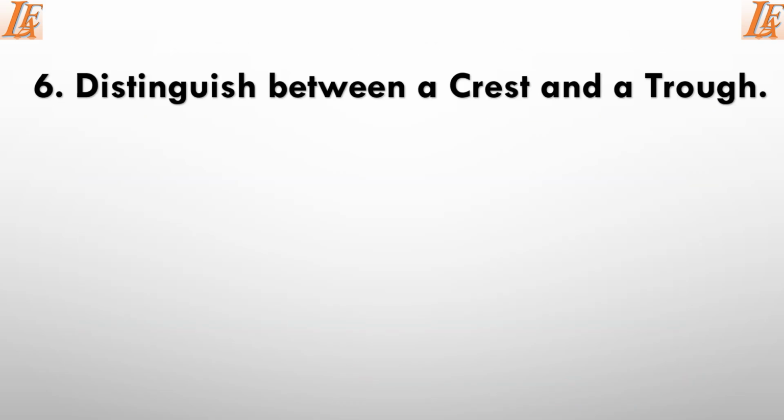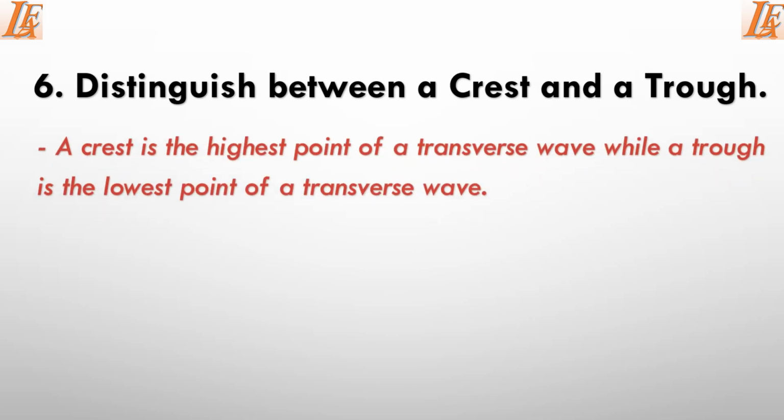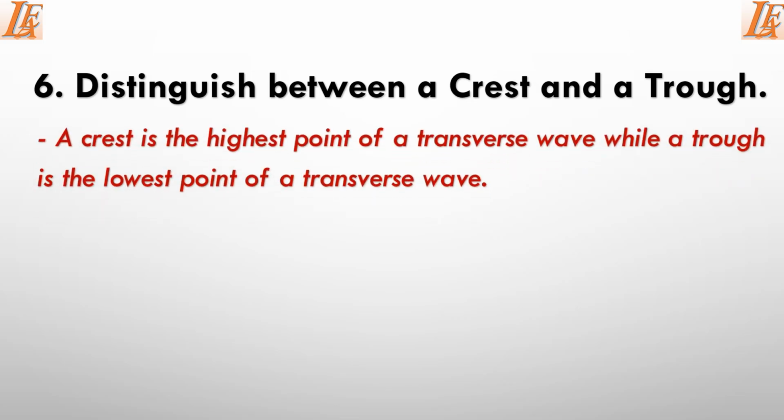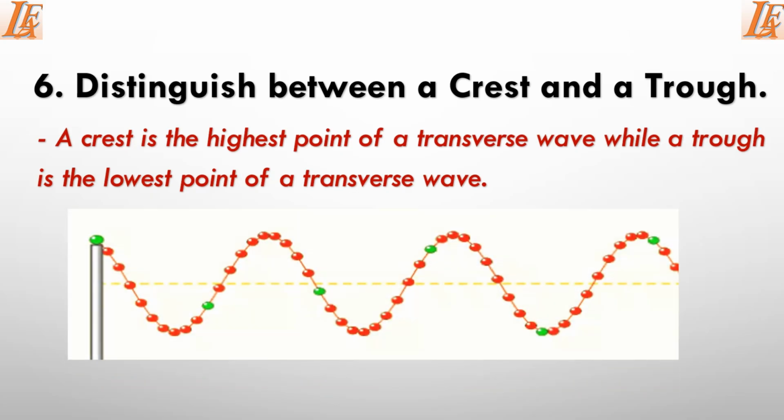The sixth question, distinguish between a crest and a trough. A crest is defined as the highest point of a transverse wave, while a trough is defined as the lowest point of a transverse wave. So for you to have a crest and a trough, you must first have a transverse wave. And in a transverse wave, we say the direction of displacement of the medium particles is 90 degrees to the direction of wave motion. Therefore, in this case, if we have the particles being displaced in this vertical axis, particle displacement here in the vertical axis, then in the horizontal axis we will have the wave propagation.